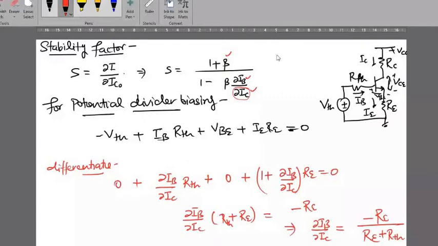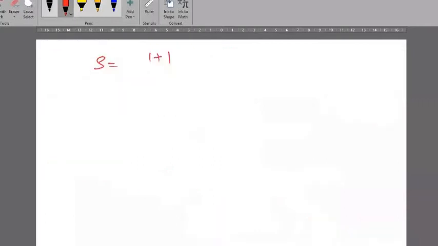Is that clear to you now, whatever I have done here? Yes, sir. So this factor, del IB over del IC, is what I wanted, and I got it from this differentiation. Next, if I just want to calculate the stability factor, directly I can put S equals 1 plus beta over 1 plus beta times RE over RE plus RTH.